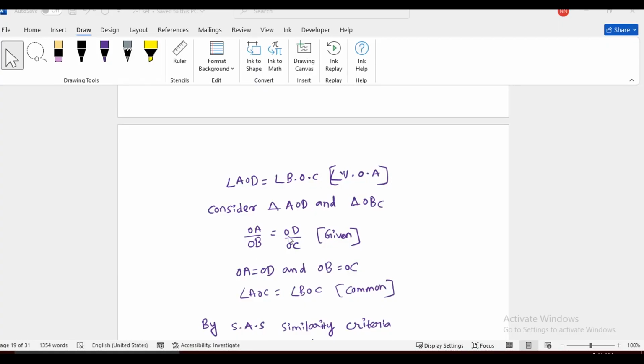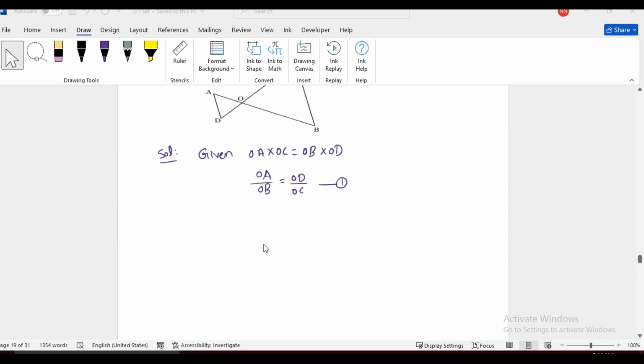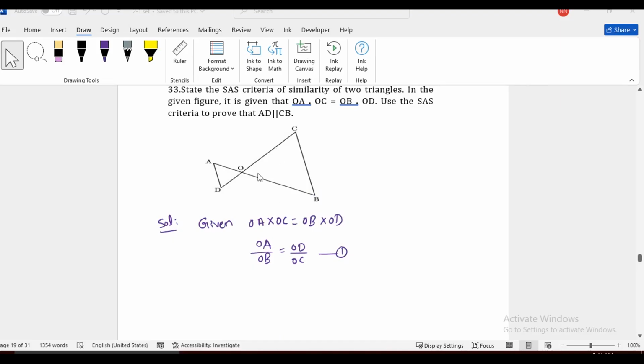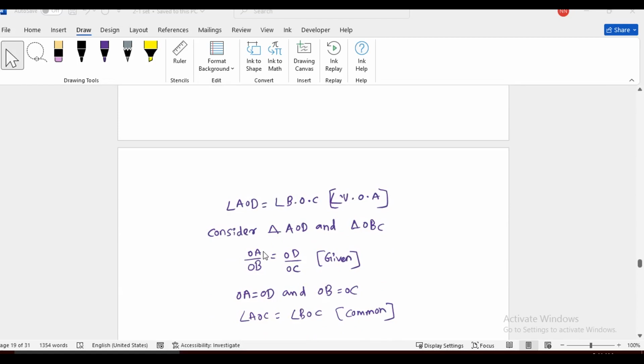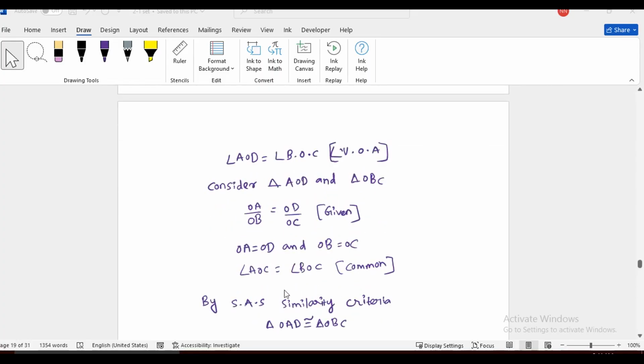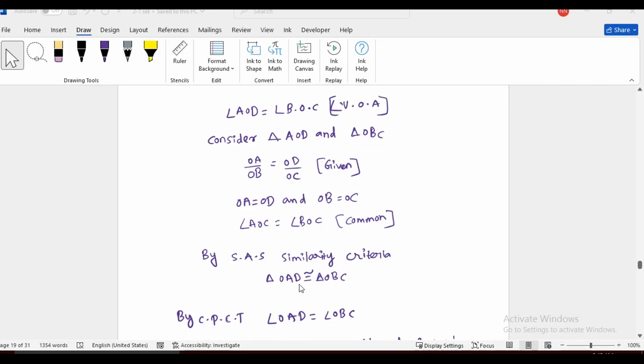Now, consider two triangles, triangle AOD and triangle BOC. From the two triangles, OA by OB is equal to OD by OC, that is given. Angle AOD is equal to angle BOC, vertically opposite angles. That is SAS. Using SAS criteria, we can say that triangle OAD is congruent to triangle OBC.